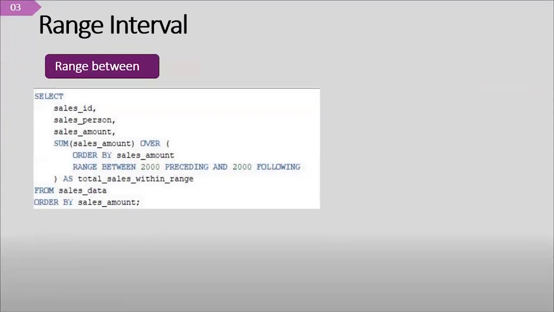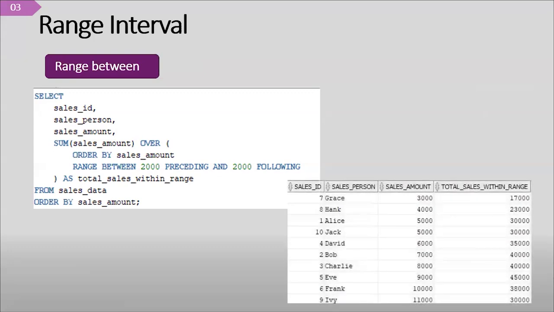Let's see the syntax. The syntax is almost the same. Instead of rows, you put range between, and instead of a number of rows, you put the amount. But don't forget, in the order by clause, you need to put the column you will calculate the amount from, which is sales amount. And here is the output.